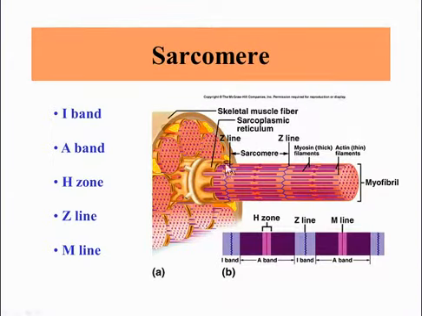Okay, sarcomere. Here's the Z line, and there's a Z line. So this bundle, this myofibril from Z line to Z line, is called a sarcomere. I like to say the sarcomere is from Z to shining Z. Okay, Z line to Z line. It looks just like that.